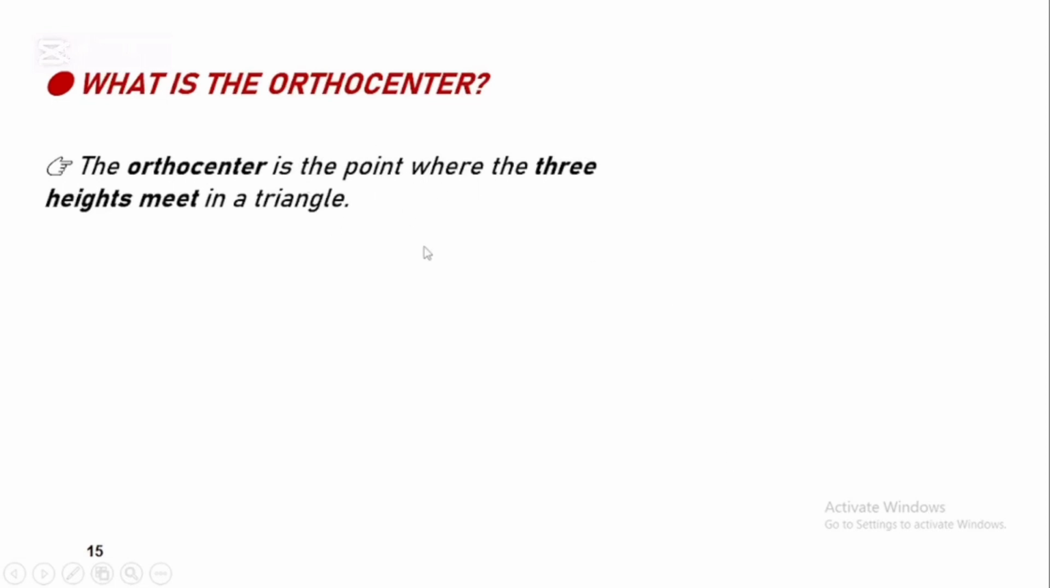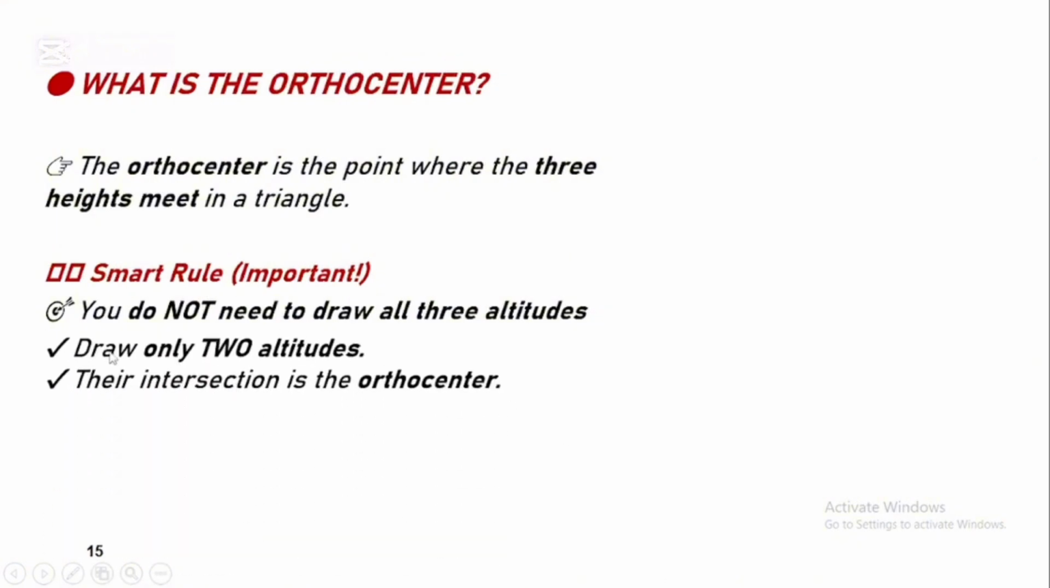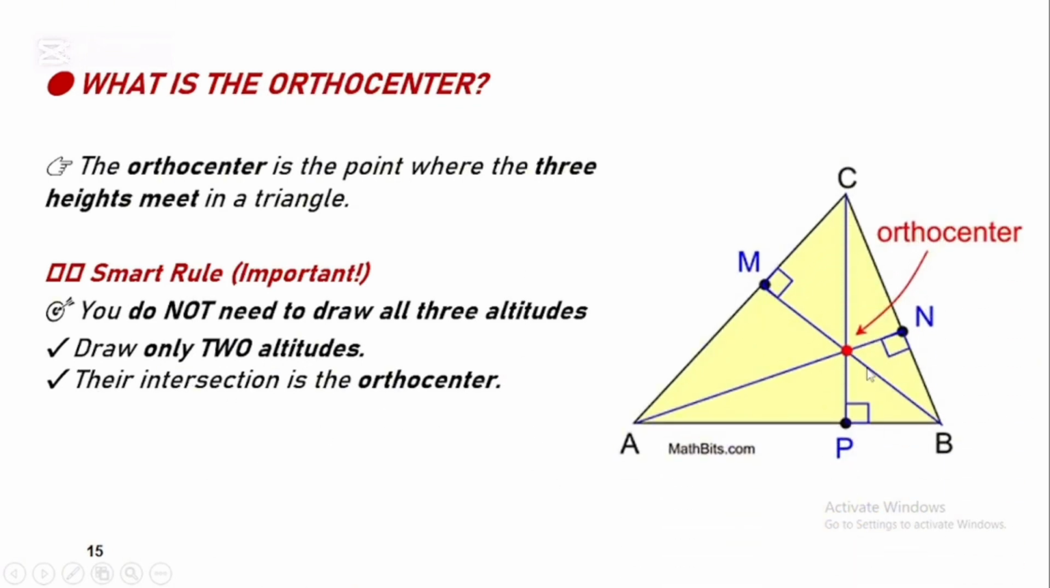The orthocenter is the point where all the three heights intersect in a triangle. And I will ask Mustafa, do we need all the three heights to find the orthocenter? Exactly. You do not need to draw all three altitudes or heights to find the orthocenter. Draw only two heights. Their intersection is the orthocenter. This is the orthocenter, the intersection of the three heights.